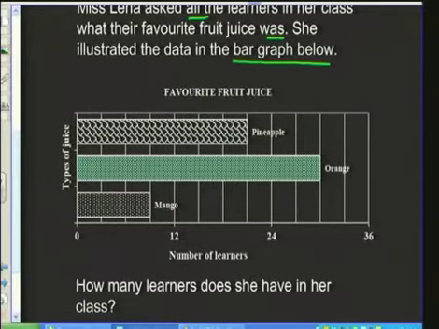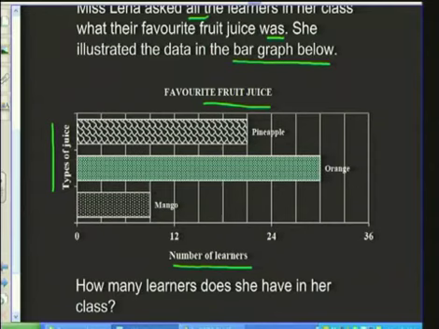So we're looking at our favorite fruit juice. That's the type of juice. So we've got pineapple, orange, and mango, and these are the number of learners. Let's analyze this a little bit more. We can see that we've got 12, 24, 36, but I want to know what each one of these values in between represents.